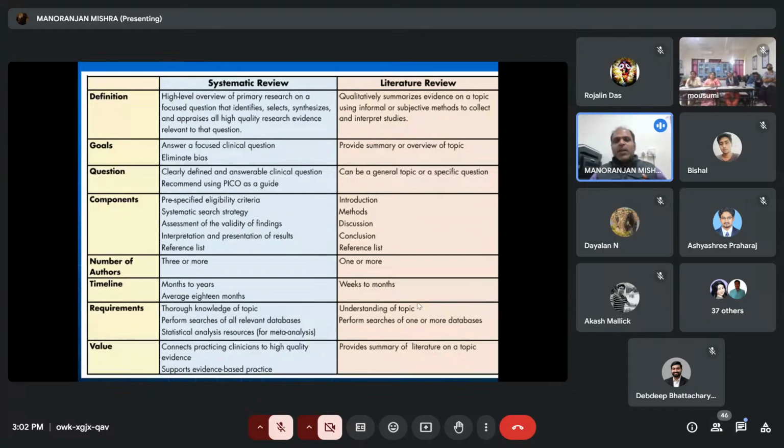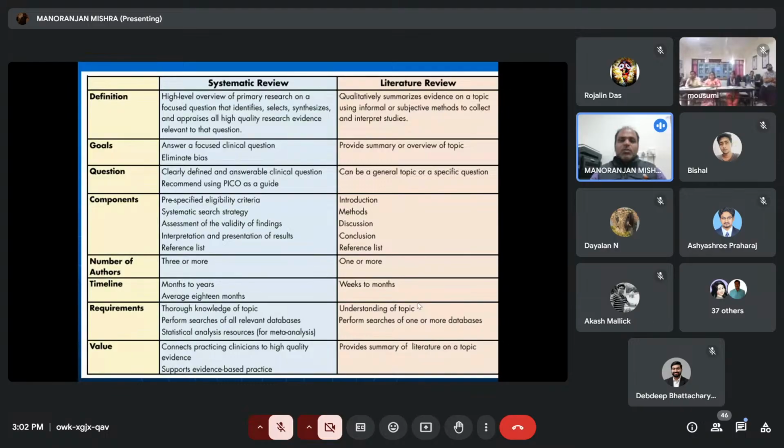Then the goal is to answer a focused clinical question, eliminate bias, and provide a summary or overview of the topic. So clearly define an answerable clinical question, recommended using PICO. There are a number of guidelines. It can be a general topic or a specific question, with pre-specified eligibility criteria, systematic search strategy, assessment of validity of findings, interpretation, presentation of results, and a reference list. But in this case, you will have introduction, method, discussion, conclusion, and reference list. The number of authors may be 3 or more, or 1 or more.